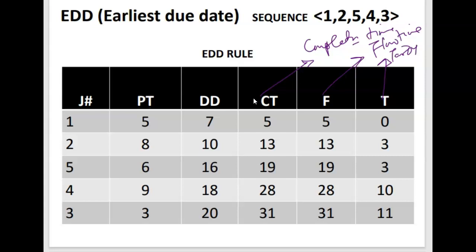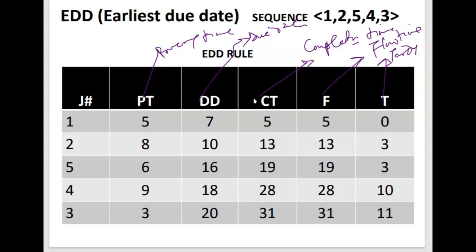Now, how do we determine this? This is as given in the question, the processing time. And I said if it is in days, you express it in days. If it is in time, you express it in time. Now, this is the due date as given in the question. We have only added these last three columns. The first three columns we have as given in the question. We only introduce the three other columns, which are the completion time column, flow time column, and tardy column.